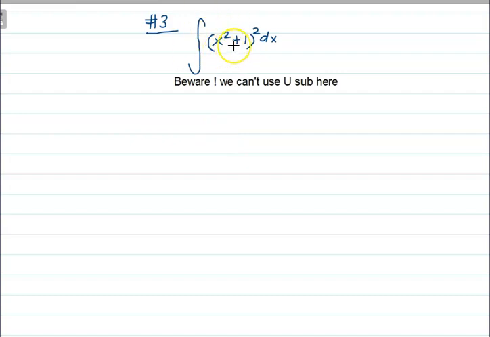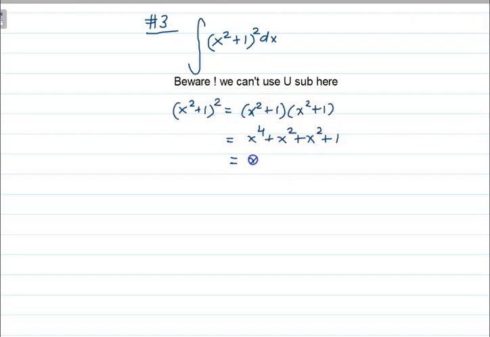For this next problem, this is also a power function, but we can't apply u-sub here. Why? Because the derivative of x square plus 1 is 2x and there is no variable x outside. So we can't apply the u-substitution here. What we can do is simplify it by expanding the power 2. For that, you can use the a plus b whole square identity, or you can use FOIL. Write the expanded form and then we can integrate each term separately.